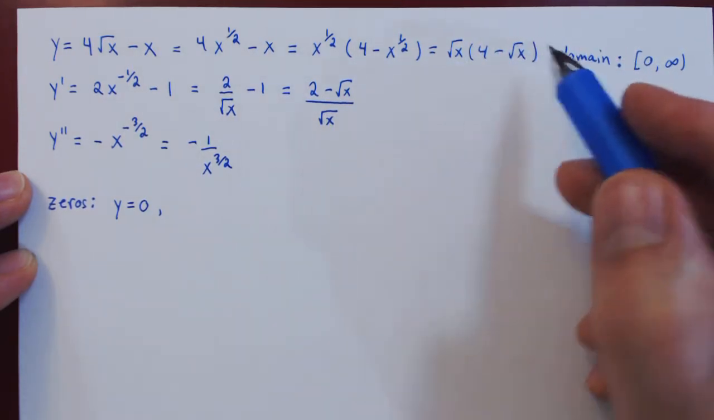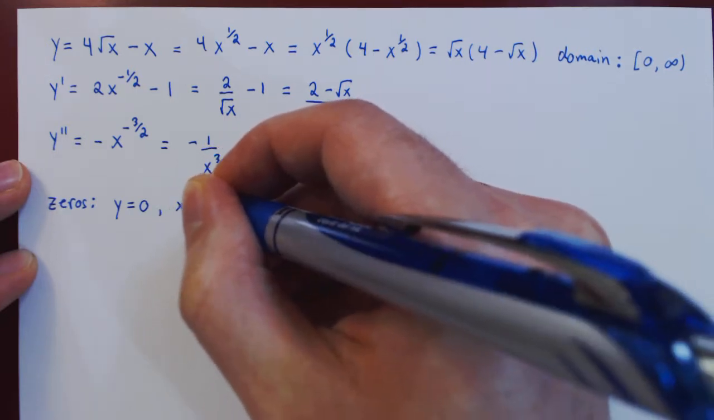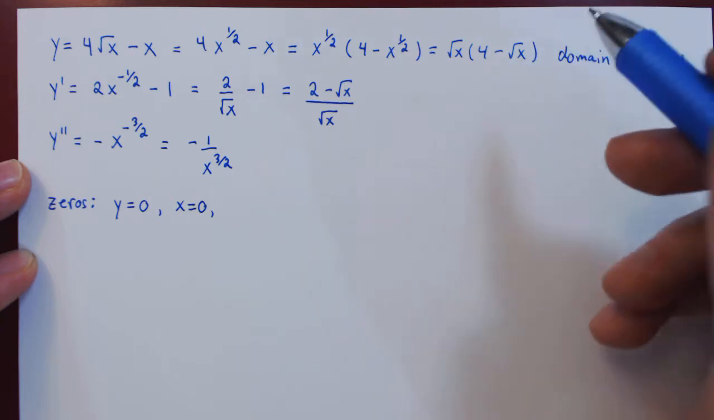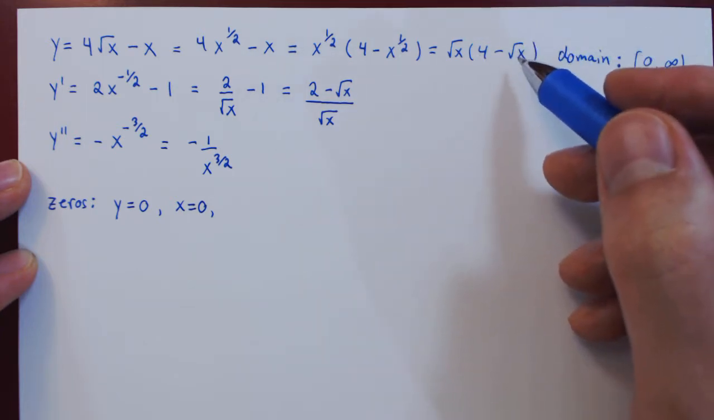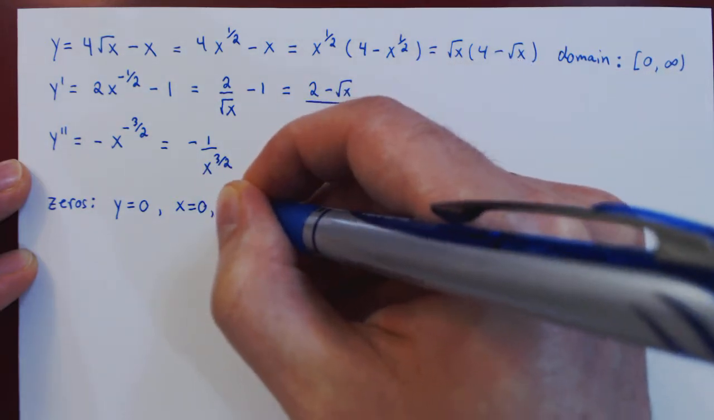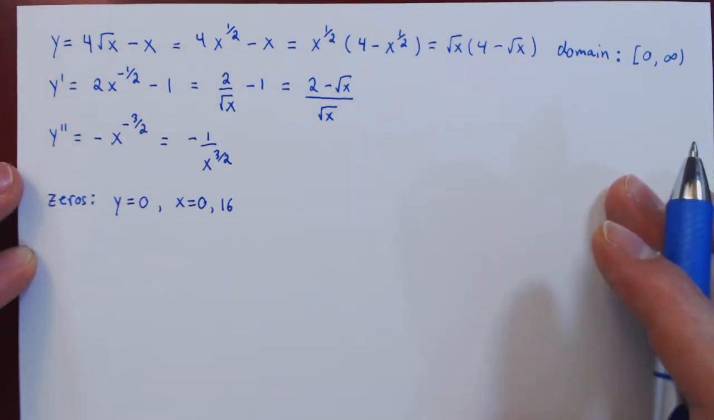So this can only be 0 if root of x is 0, in which case x is 0. Or if 4 minus root of x equals 0, but that would imply root of x to equal 4. If you square both sides, then x must be 4 squared, which is 16. So the function has two zeros, one at x equals 0, the other at x equals 16.